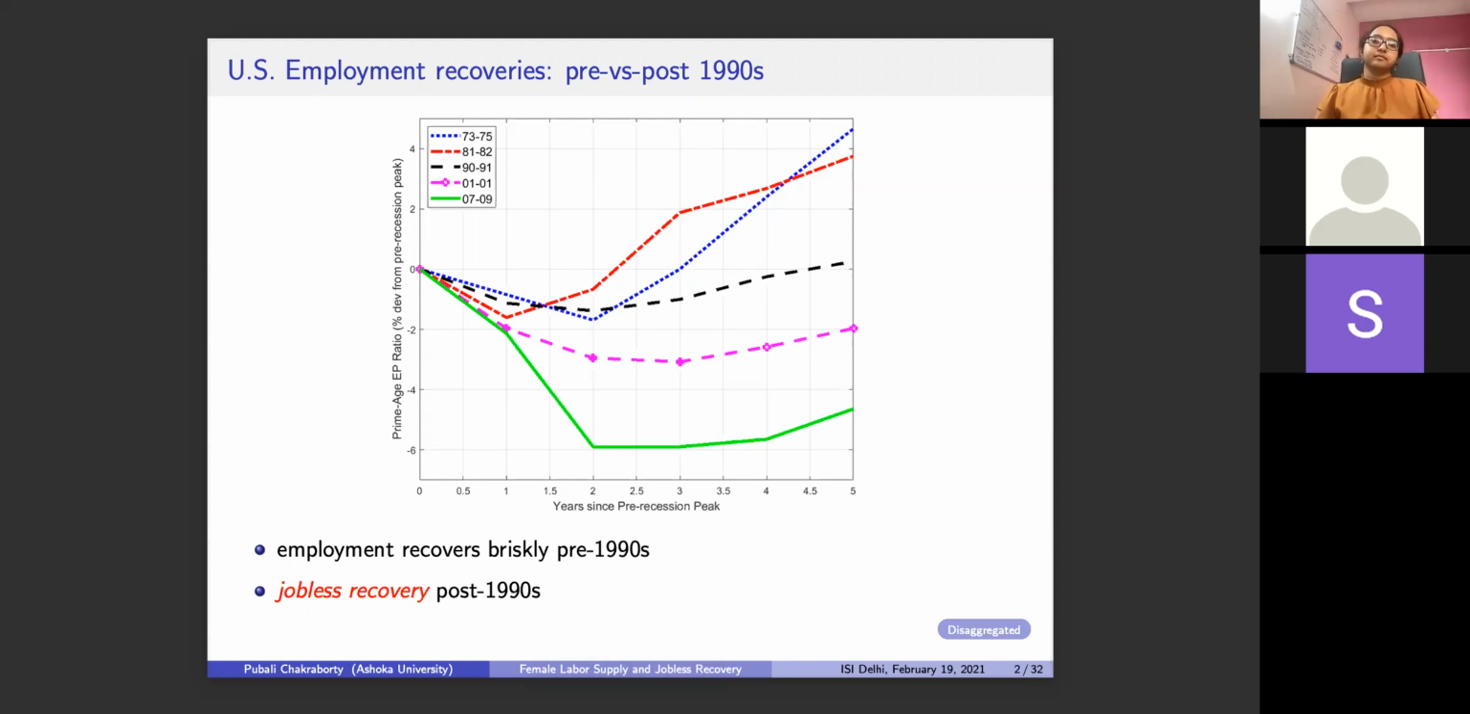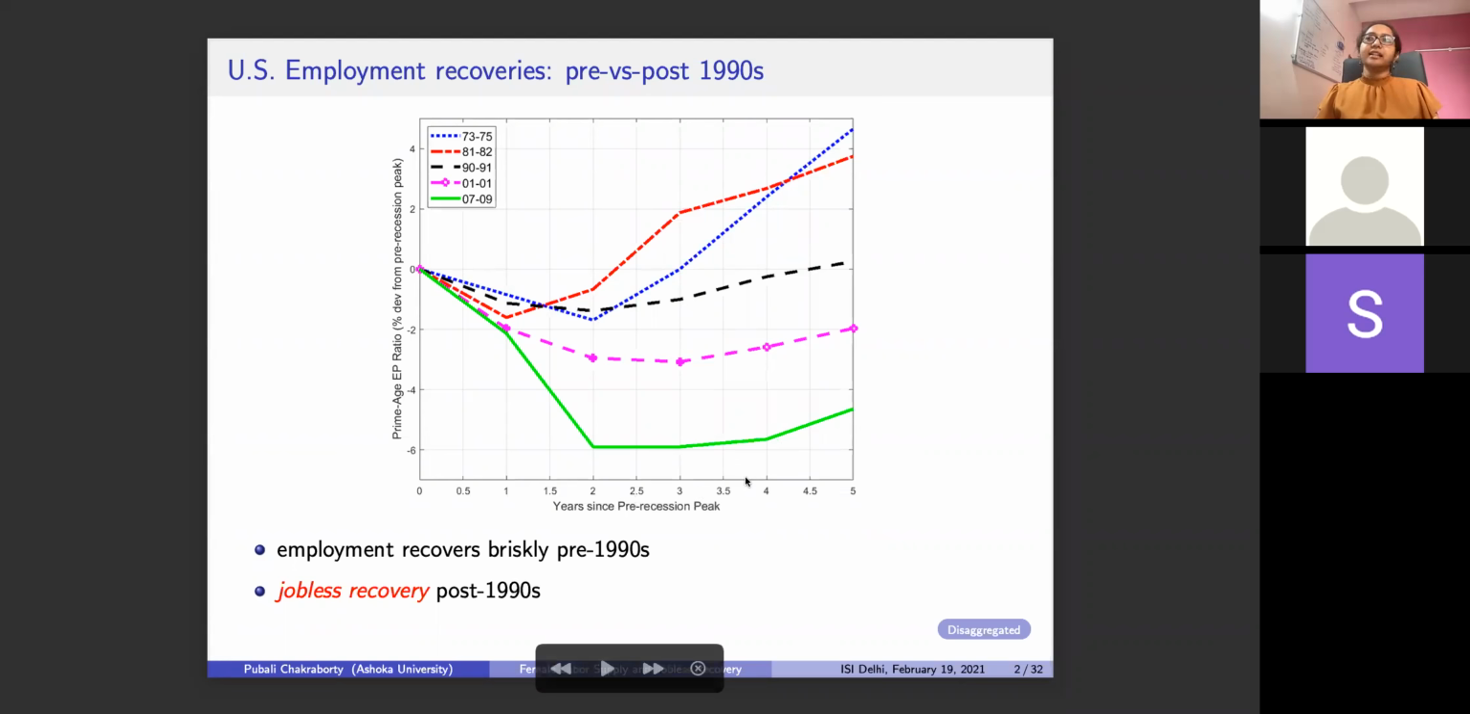Can I ask a quick question, Pubali? So the green line is the great financial crisis, right? And we know that recessions driven by financial crises tend to have recoveries that take longer, and the severity of these crises is much more. So in a way, in this diagram, you're comparing apples with oranges, right? The first four seem to be garden variety type recessions. So is it fair to put that green line there?